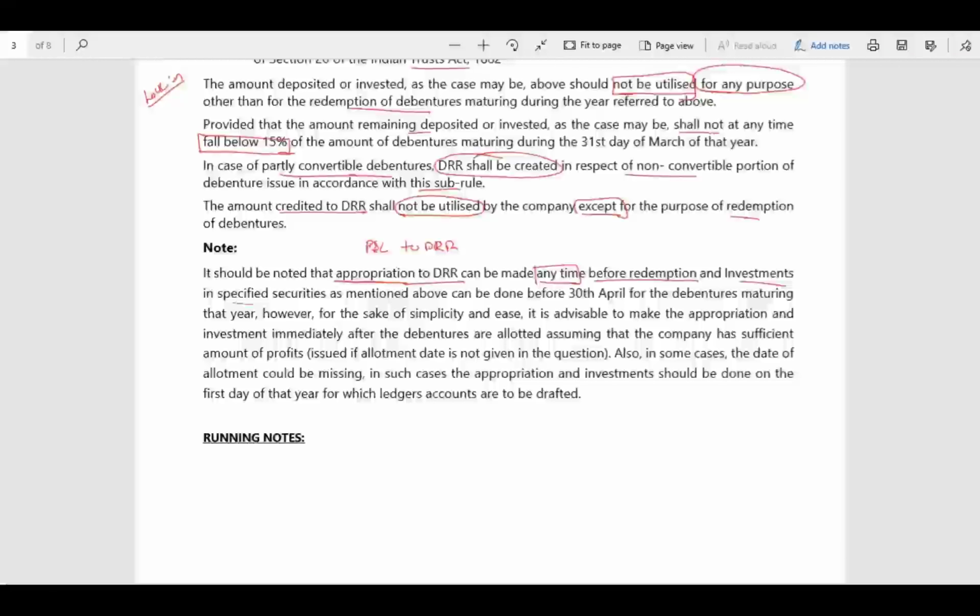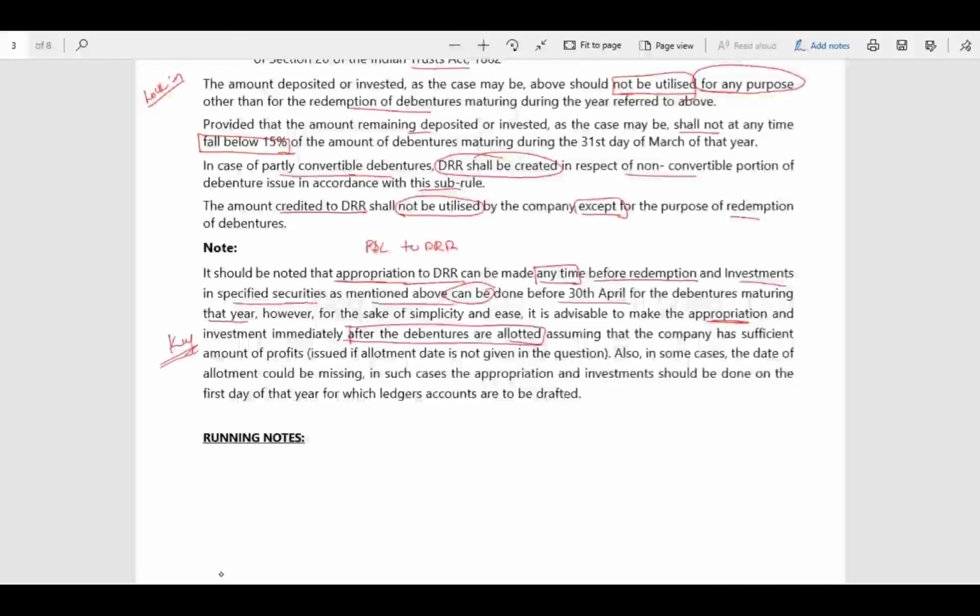and investment in specified securities as mentioned above can be done before 30th April for the debentures maturing that year. However, for the sake of simplicity and ease, it is advisable to make the appropriation and investment immediately after the debentures are allotted. This is what I have explained so much, my dear friends.